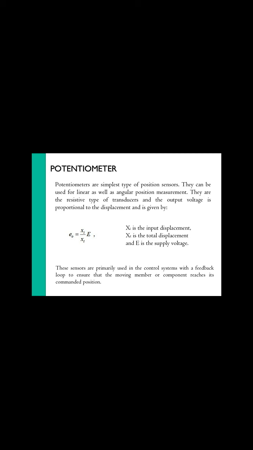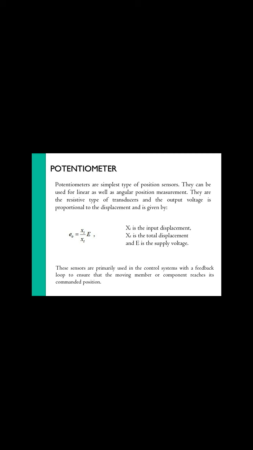Now, the first type of the contact type is the potentiometer. Potentiometers are the simplest type of position sensors. They can be used for linear as well as angular position measurement. They are the resistive type of transducers, and the output voltage is proportional to the displacement, given by the equation E0 = (xi / xt) × E, where xi is the input distance, xt is the total displacement, and E is the supply voltage.